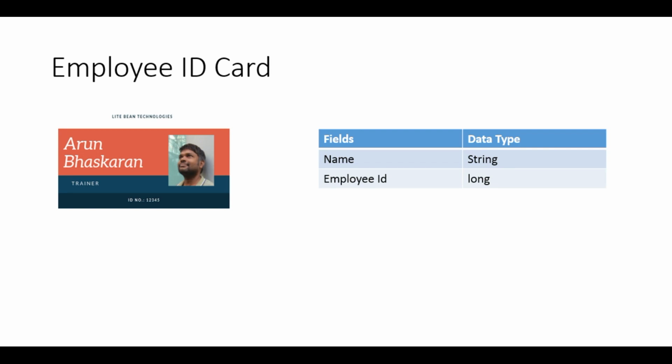Class and objects. We can assume the class as a template or a die from which we can create multiple instances. For example, we can create a Java class and we can create multiple instances for that class. Now let's consider the previous use case, that is the employee ID card.